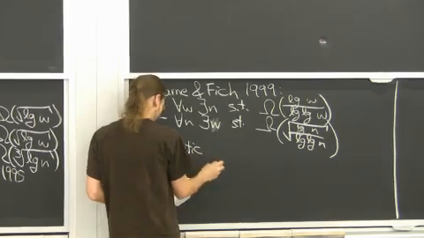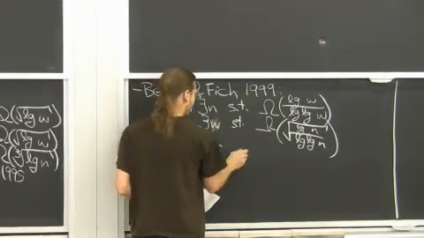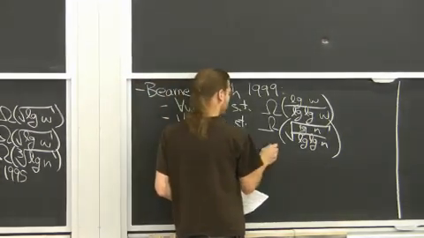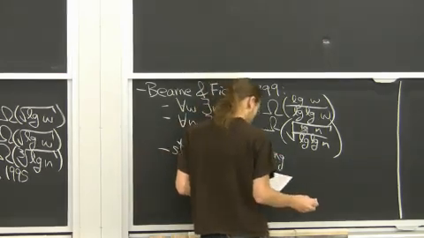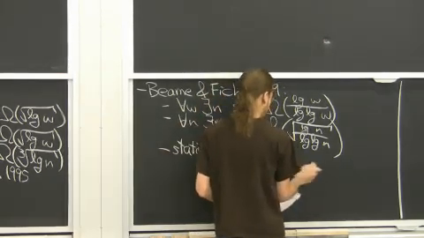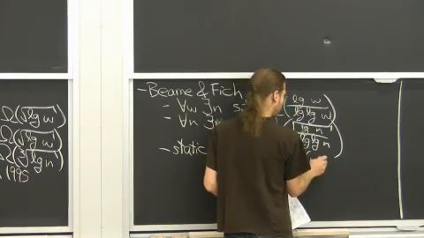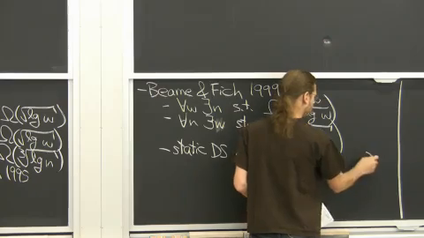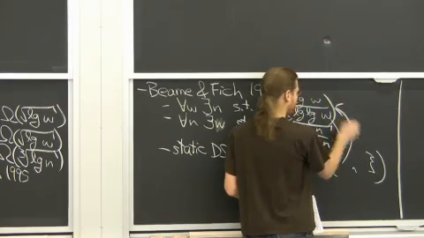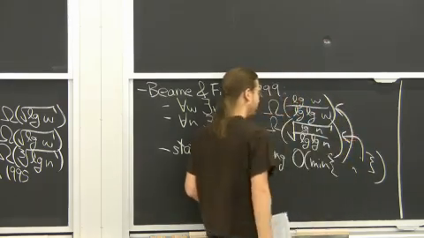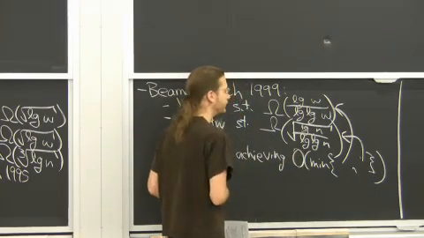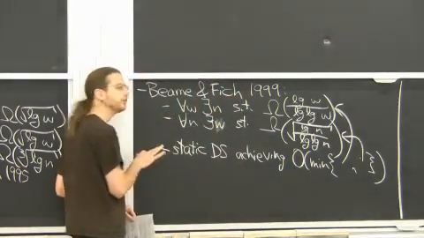They found a static data structure achieving, I'm just going to cheat and use some arrows. So they achieved the min of these two. So in a certain sense, this is tight.